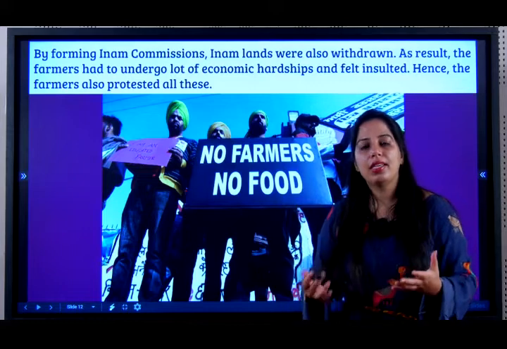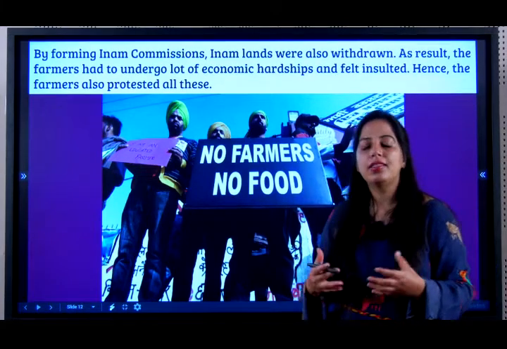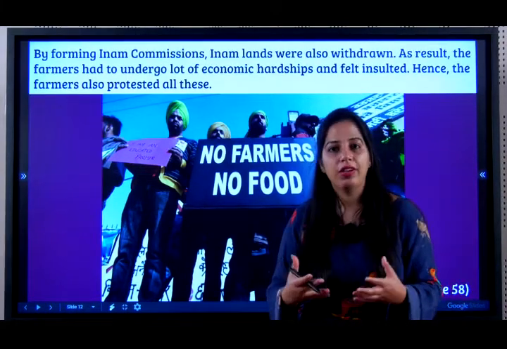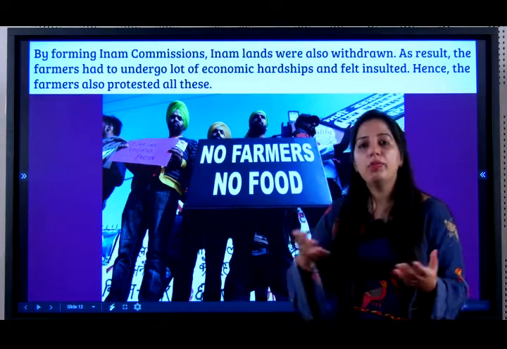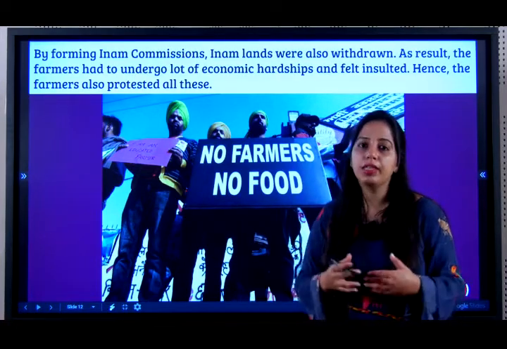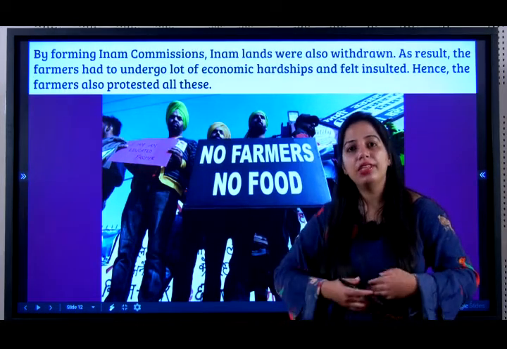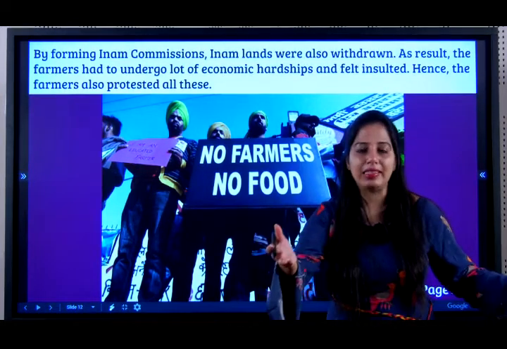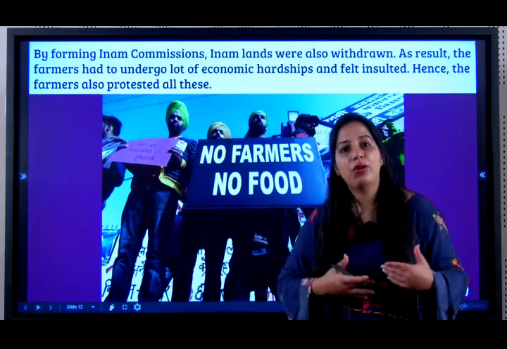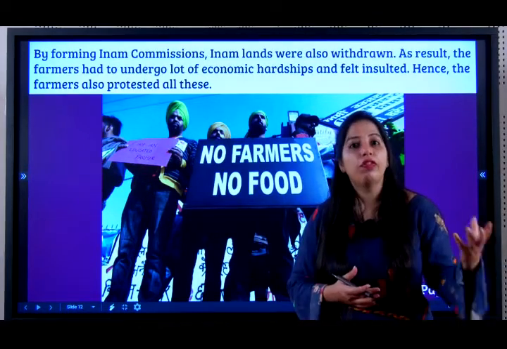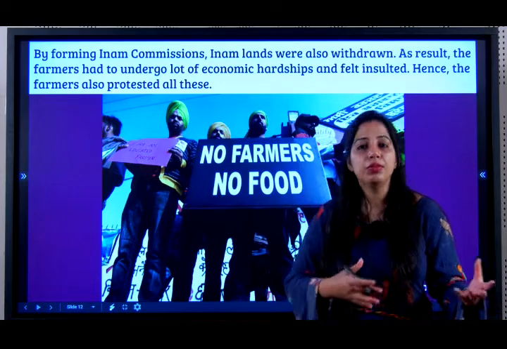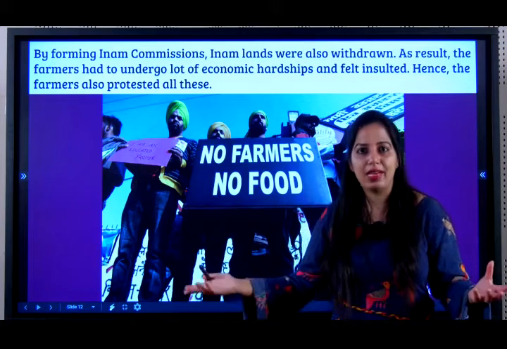Students, what is this Inam land? Inam means gift. Okay. So there were so many officials who used to work with the king, and if the king was really happy, he would gift them land. Such land was called Inam land. A lot of farmers in India used to work on these Inam lands.